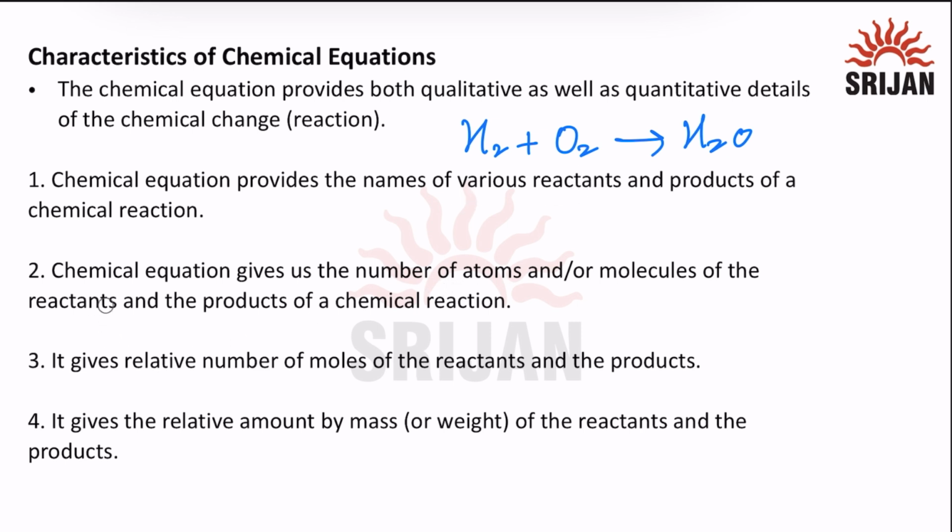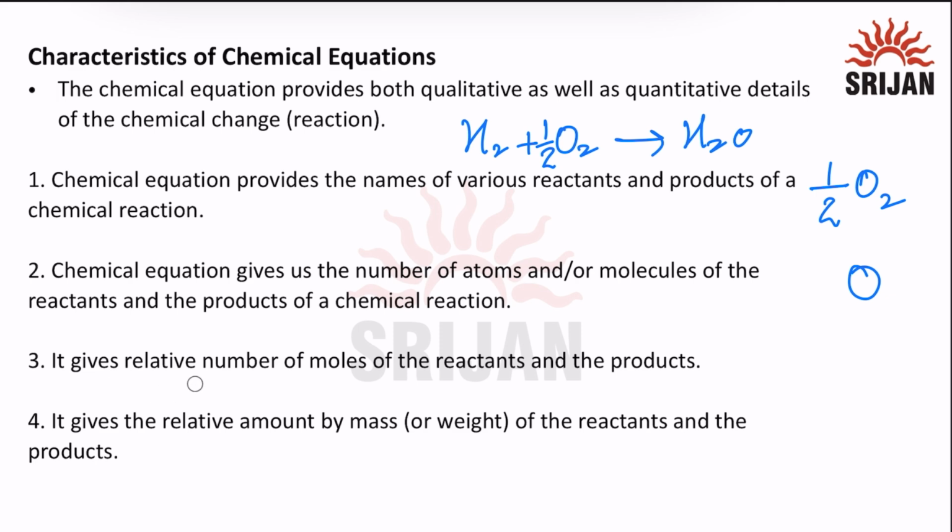Second point, the chemical equation gives us the number of atoms and or molecules of the reactants and the products of the chemical reaction. So if we balance this reaction, we can know exactly how many atoms are involved. In this reaction, 2 atoms of hydrogen are involved, and half of O2 is involved, or 1 atom of oxygen. So in this reaction, half of O2 is involved, or we can say only O is involved. 1 oxygen.